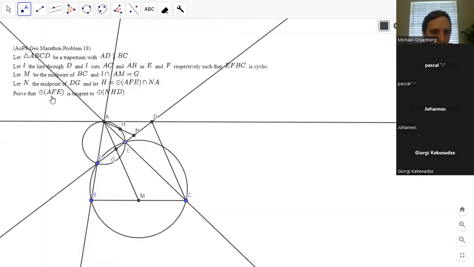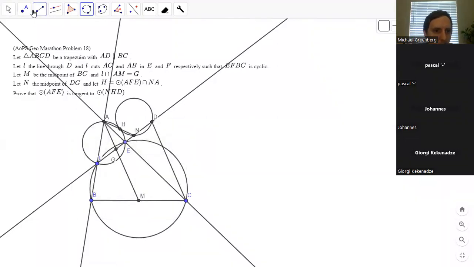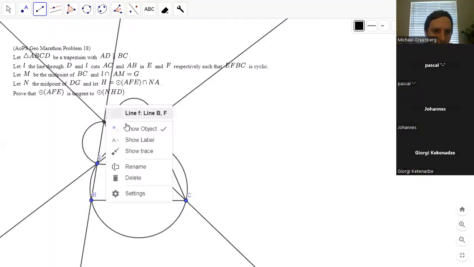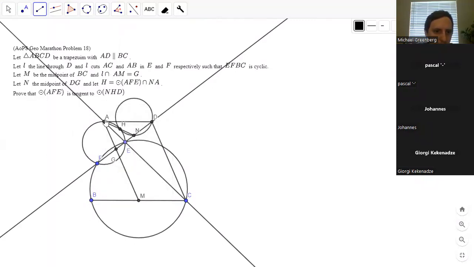And then we want to show AFE is tangent to, is that really true? Oh, it is true. Okay, interesting. So it looks like a homothetic type problem. There's probably some other point, I'm guessing, on this circle. Usually that's how it is.